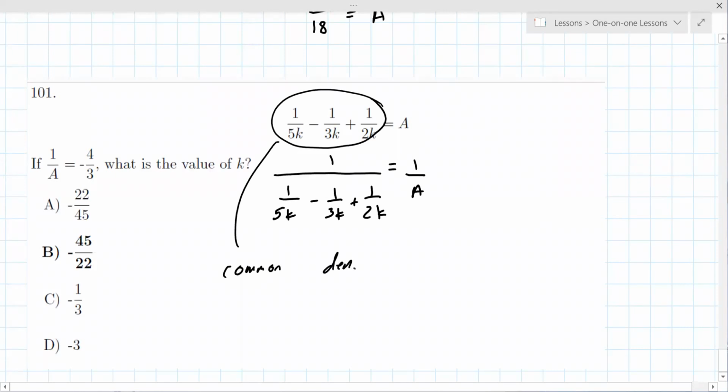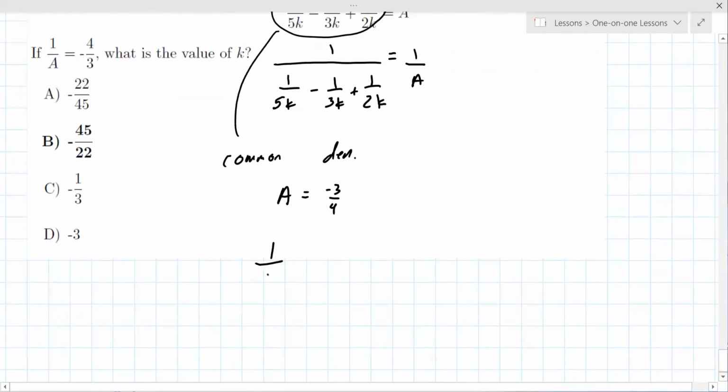Can't you like plug in -3 over 4 equals a? For a, yes, that's also a possibility. So let's do that. Okay. So a is -3 over 4.